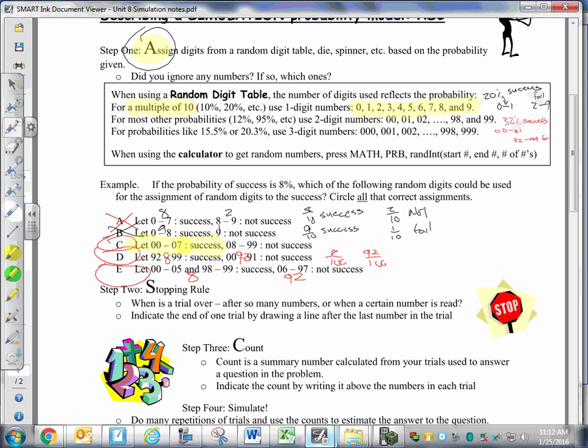The second step is called the stopping rule. We have to understand how many trials, or how many times, how many numbers we're going to look at.